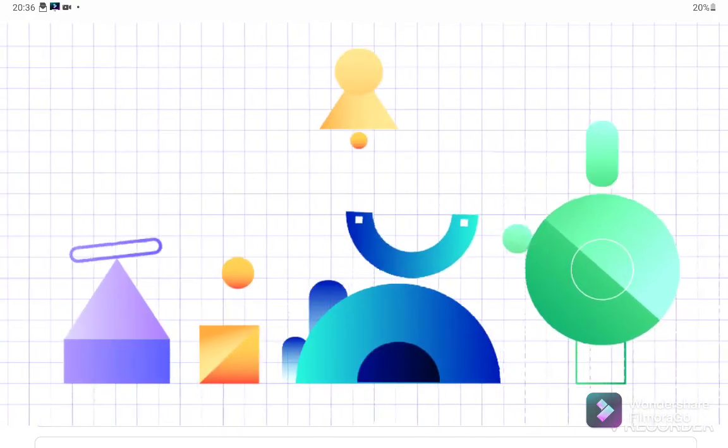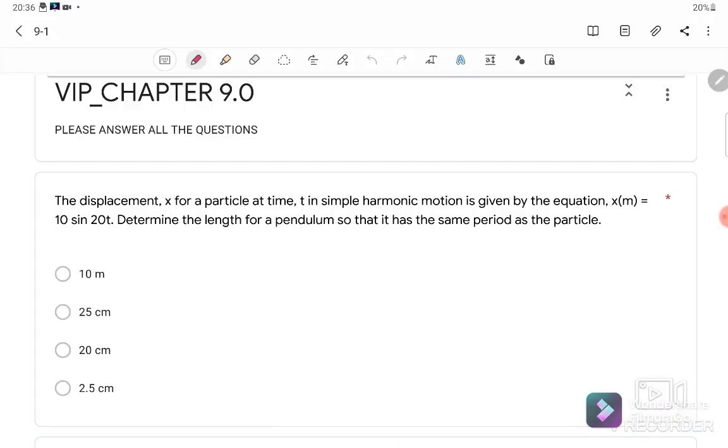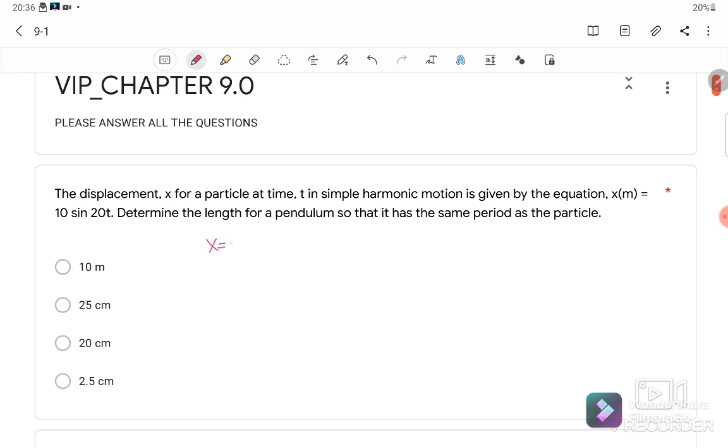Today we will discuss VIP questions, chapter 9, simple harmonic motion. For question number 1, the displacement x of the particle at time t in simple harmonic motion is given by the equation x equals 10 sine 20t. Determine the length of the pendulum so that it has the same period as the particle.